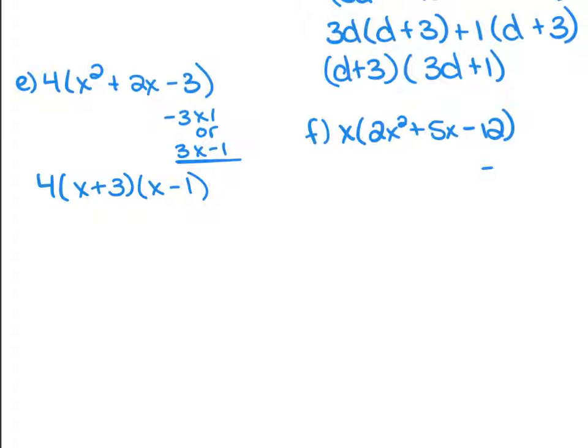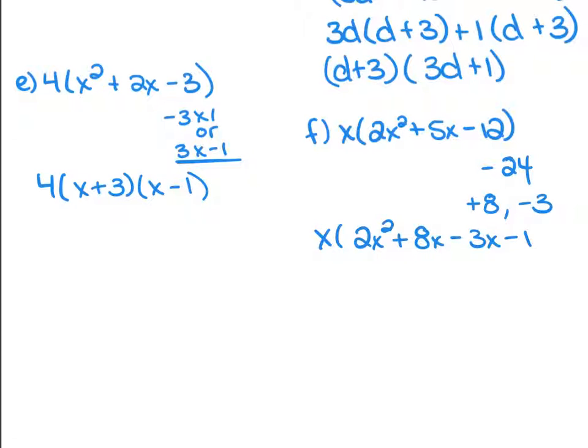2 times negative 12 is negative 24. So we get negative 24, and I'm going to find numbers that add up to plus 5. And if you know your multiplication tables, I know that plus 8 and minus 3 will do the trick. So I'm going to decompose that into 2x squared plus 8x minus 3x minus 12. So the 8 and 3 come from the 5.